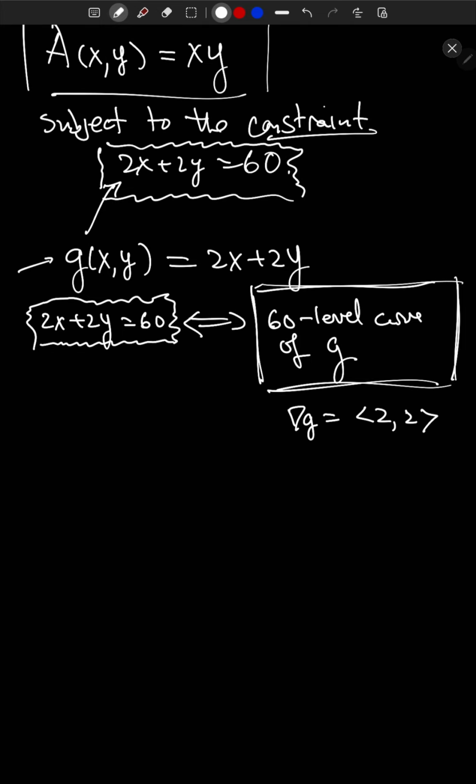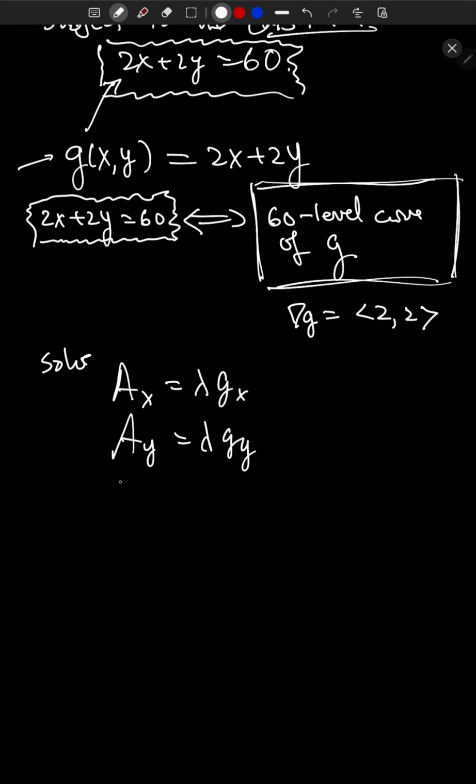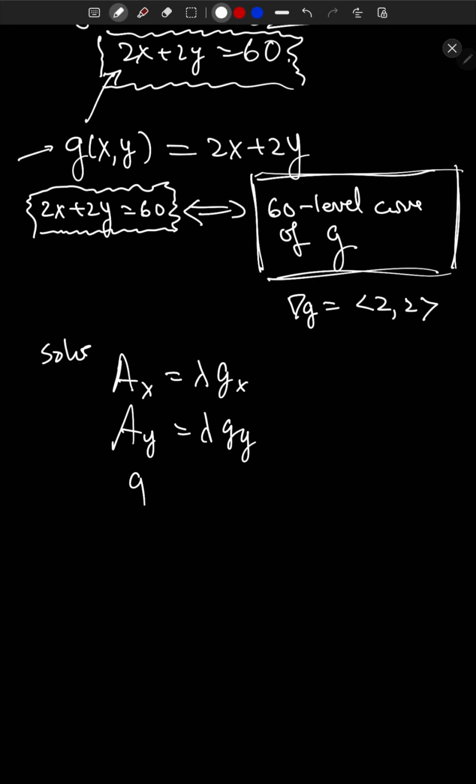All right. Okay, so let's do our Lagrange multipliers. So we want to solve A sub x equals lambda g sub x, A sub y equals lambda g sub y. And we want to be on the curve, right? So g equals 60. All right.